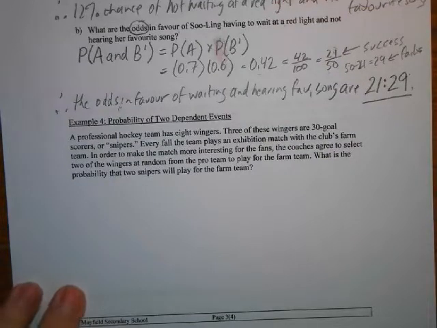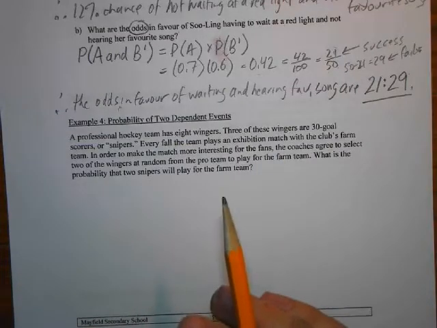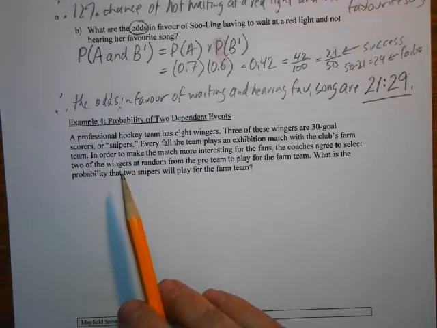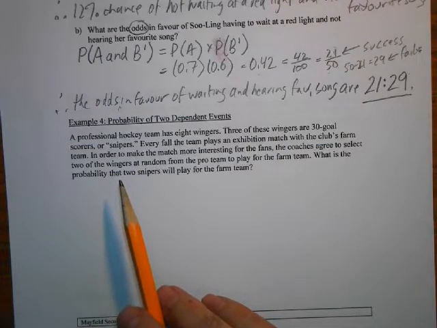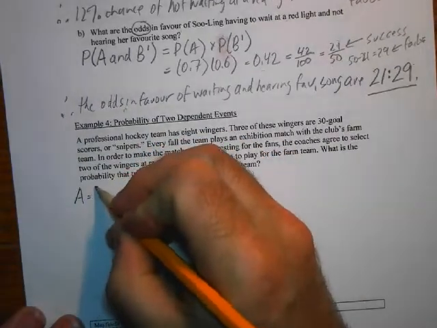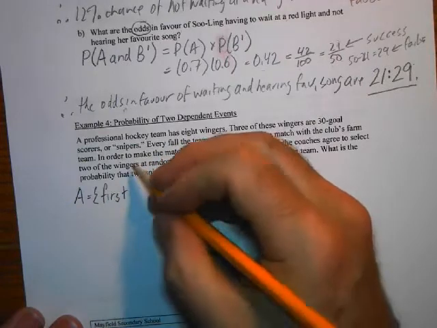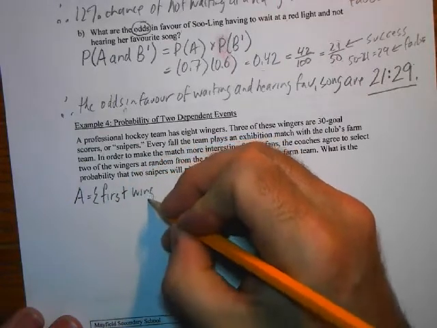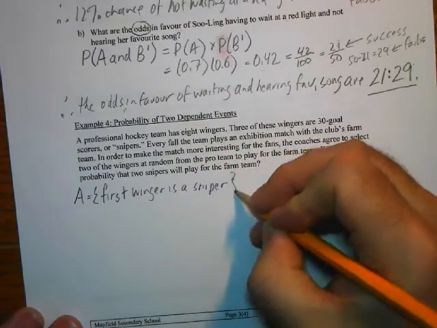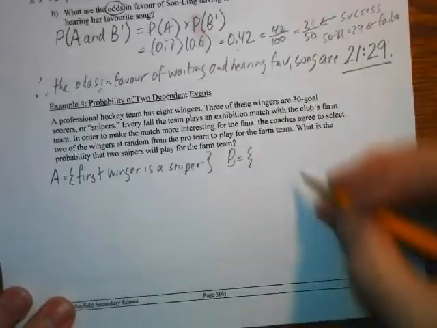Okay, so there's one thing happening here, but there's 2 parts to that. You might think the event would be selecting 2 wingers, but we're going to divide that up into 2 separate events. So I'm going to say A is the event where the first winger is a sniper, and B will be, very similarly, that the second winger is a sniper.